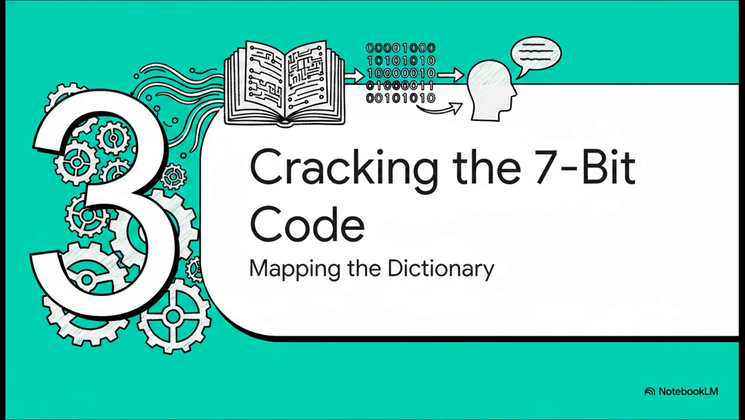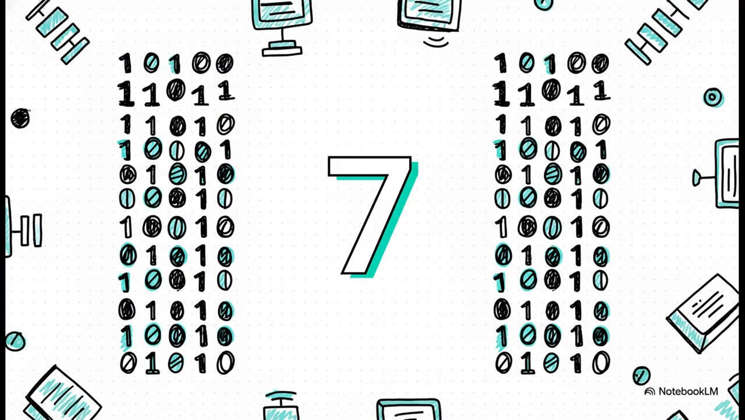Okay, Section 3, cracking the 7-bit code and mapping the dictionary. Let's look under the hood and see how this dictionary actually works. The magic number here, it's 7. The entire International Reference Alphabet is built on a 7-bit binary code. That means every single character we use is represented by a string of exactly 7 ones and zeros, always 7.